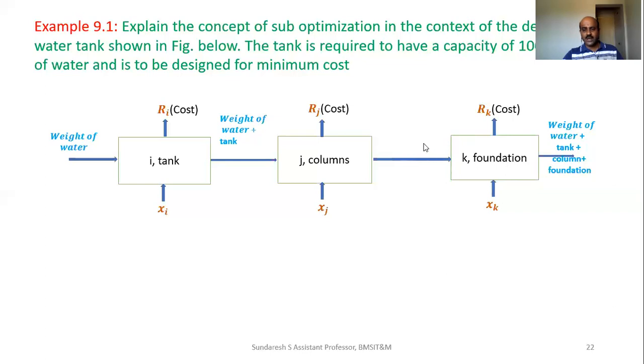I think one thing is missing here. So the input to the foundation will be the weight of the water plus tank plus column. So it should come over here. Okay. Then the output of the foundation is the weight of the water plus tank plus column plus foundation. So this is what we are constituting as the multi-stage decision problem. The one input I just missed here: the weight of the water and tank is the input to the columns. And moving on to this, the weight of the water plus tank plus column will be the input to the foundation over here.